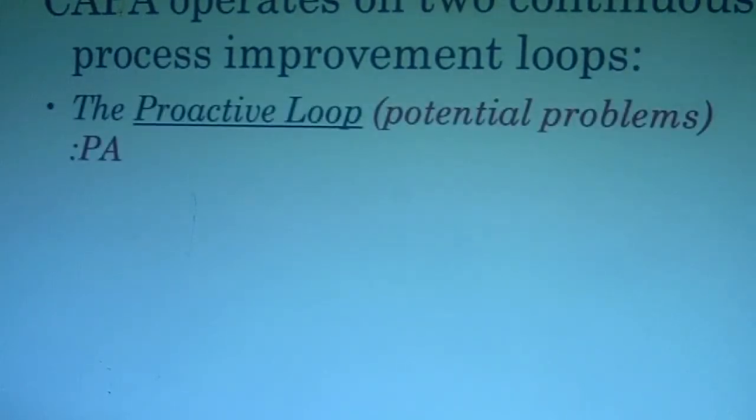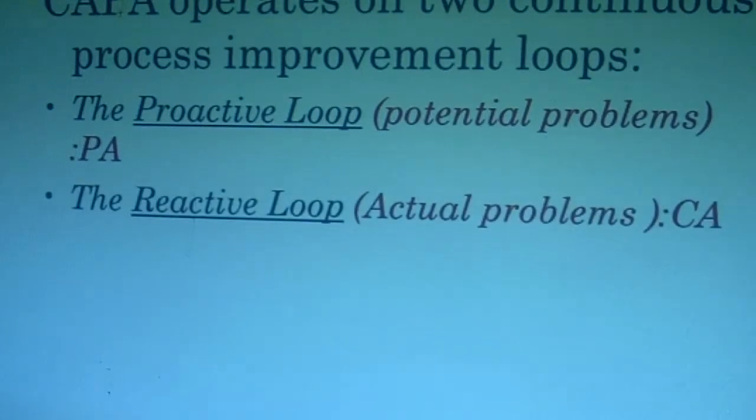There are the potential problems before the fact. It is a proactive loop in that you are looking for things before they happen and you correct them. The proactive loop, that's the PA loop I was talking about. The opposite of that is the reactive loop, for actual problems. That is the CA part. This is potential problems, this is actual problems. The CA loop is for actual problems. The PA loop is for potential problems.